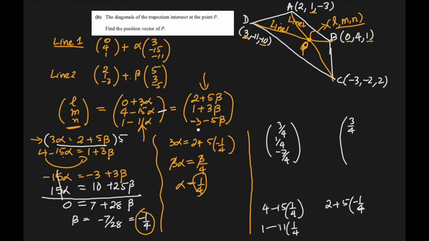Then the second one is 1 plus 3 times negative 1 over 4. So 4 minus 3, which will be 1 over 4. Yeah, same. Third one is minus 3 minus 5 times minus 1 over 4. So minus 12 plus 5 will be minus 7 over 4. See, we got the same. So this is the position vector of P, OP. This is the answer of the position vector.